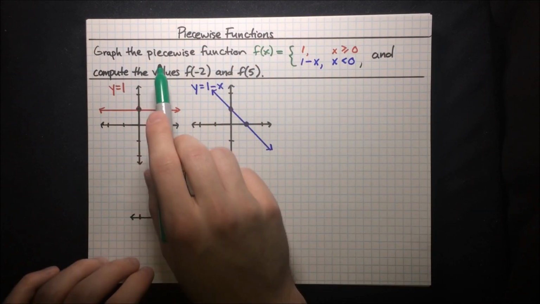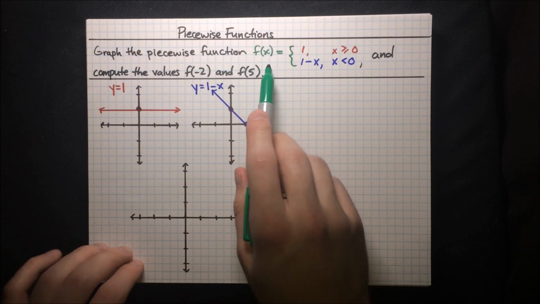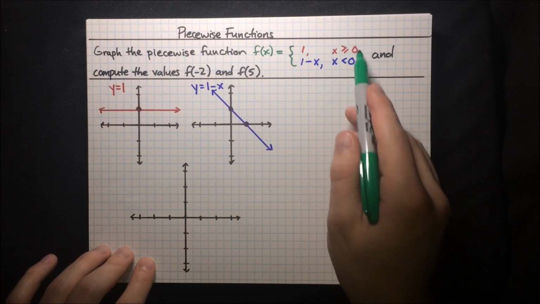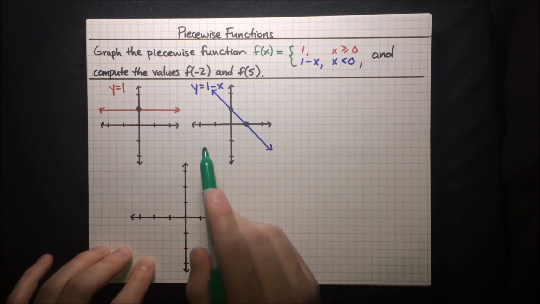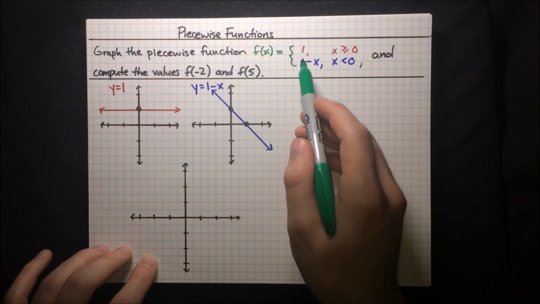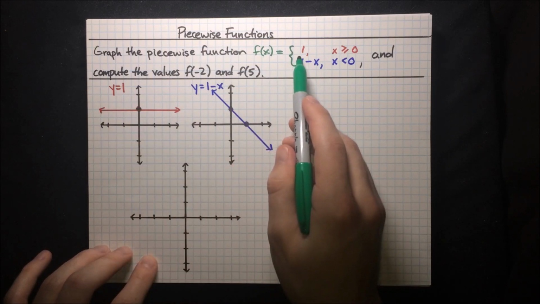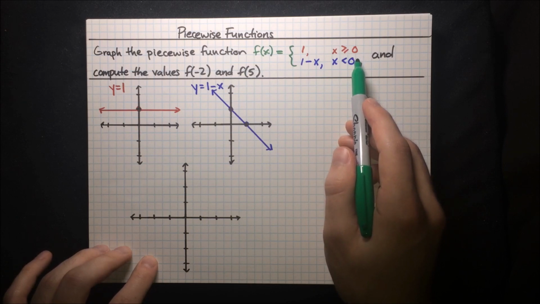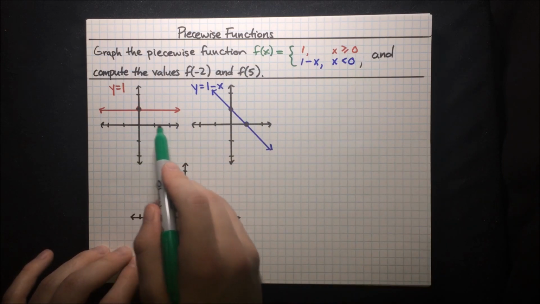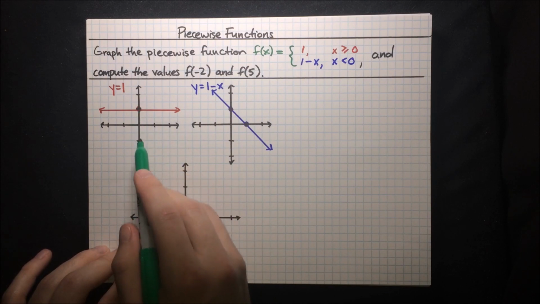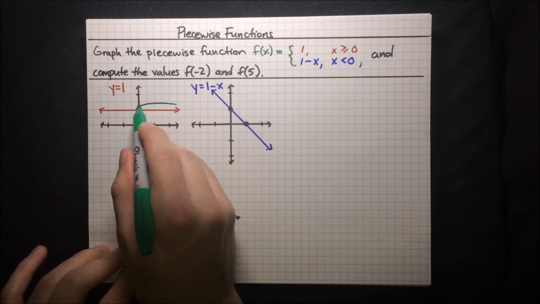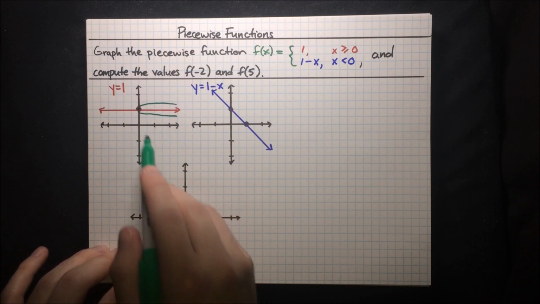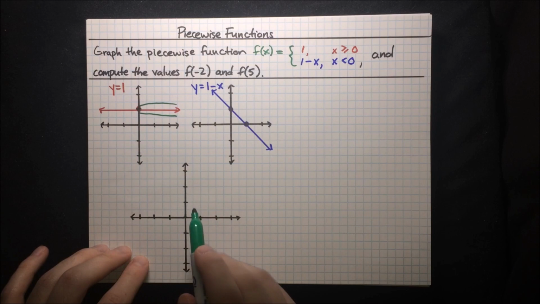Now to graph the piecewise function, we really just need to take pieces of these two graphs and put them together. And these constraints here tell us what piece of each graph we want to take. So first of all, looking at this rule, for y equals 1, we only want to use that rule when x is greater than or equal to 0. So we're only interested in using that rule for the positive side of the x-axis and 0. So we want to take this piece of the graph over here that lies above that positive side of the x-axis and 0, and we'll use that in our piecewise function graph.